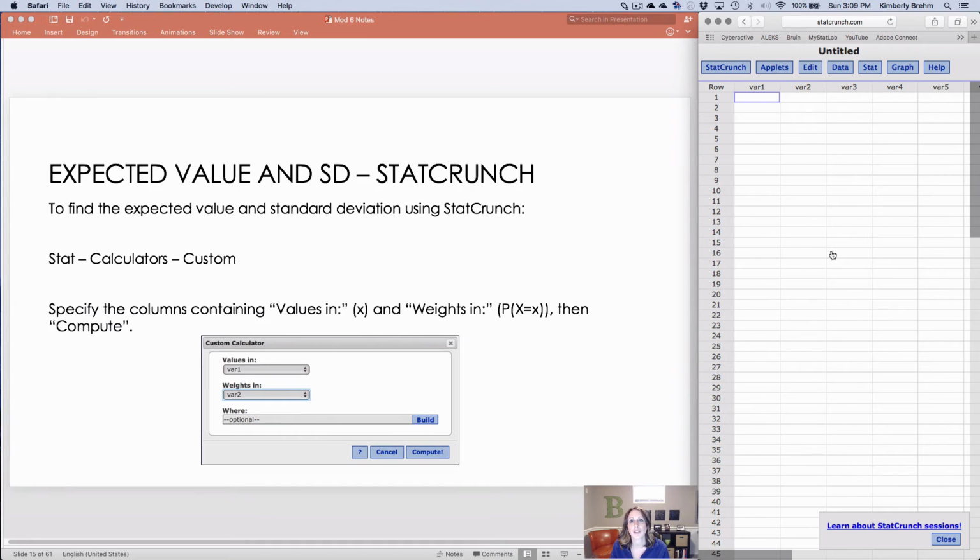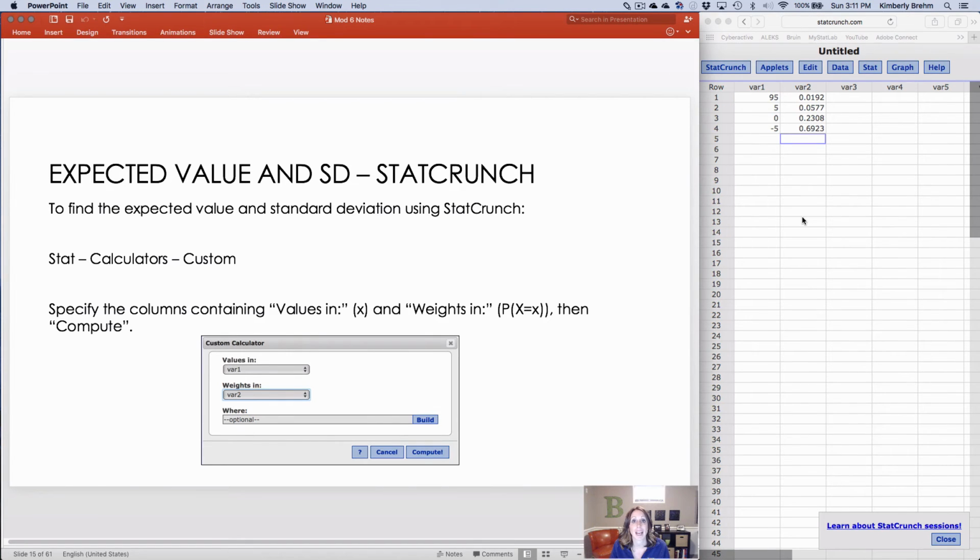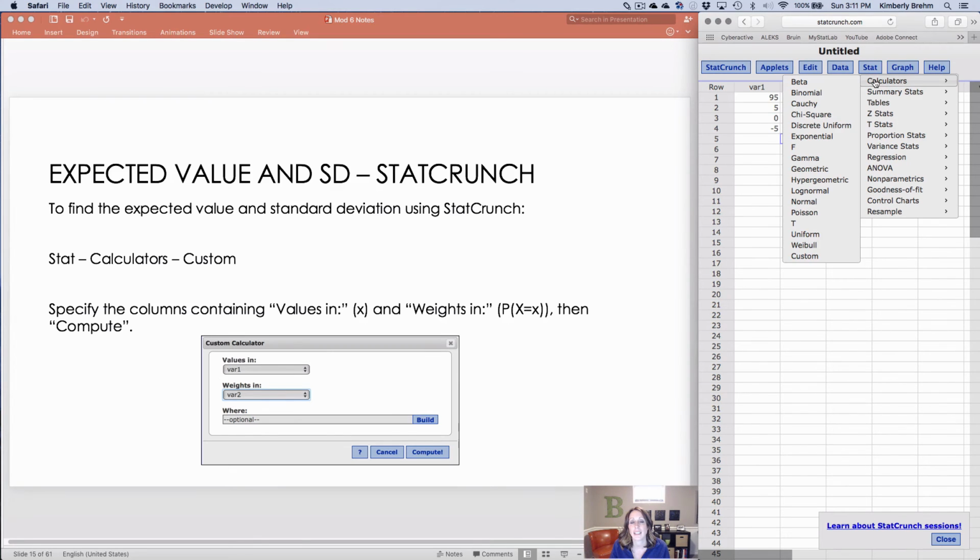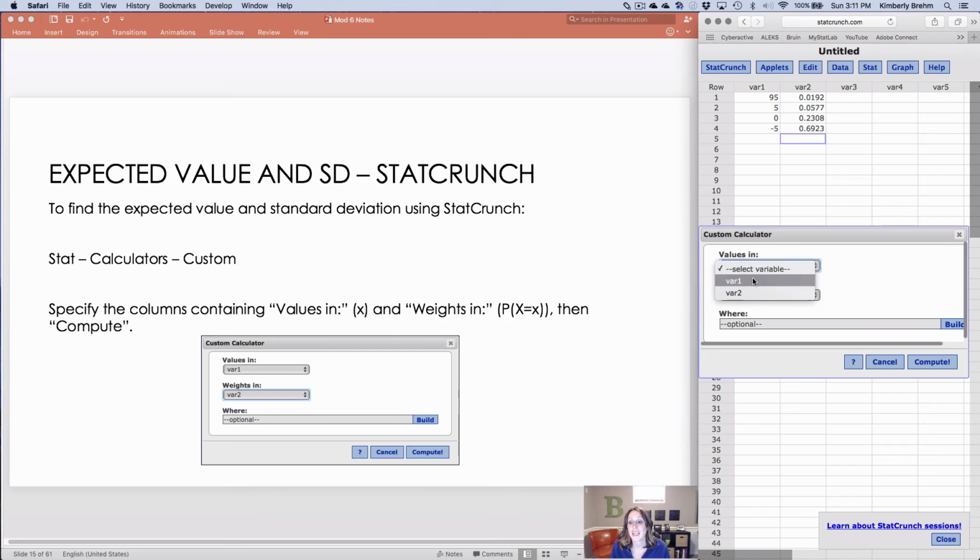The reason that the calculator does a little bit better job is that in StatCrunch I actually have to input the probabilities as decimals already. I can let StatCrunch compute those, but it's more work than it's worth. Again, I had to put these values in by hand, and notice that these are just to 4 decimal places. The more exact those are, the better off you're going to be. But I'm going to go to Stat, and then Calculators, and Custom. My values in will be the X values, essentially, and my weights will be the probabilities. So we did this sort of before when we used bin data. It won't let me do that when I have decimals, which is why we have to do it this way.